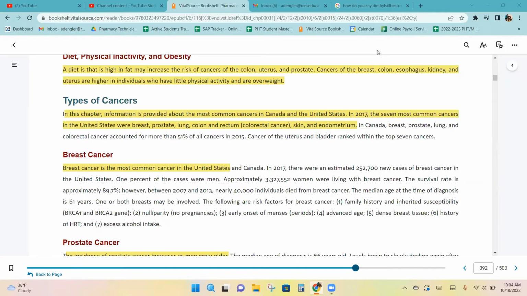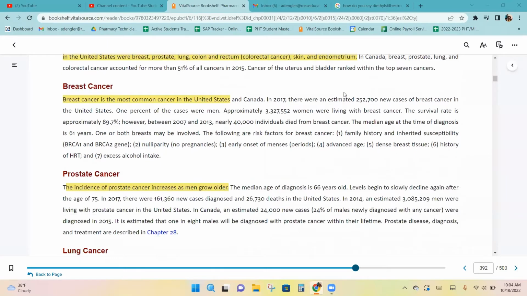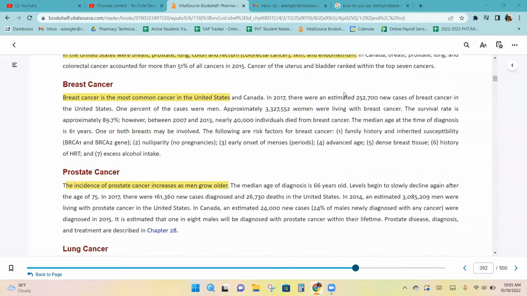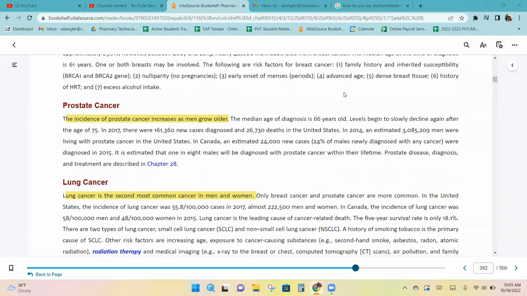In 2017, the 7 most common cancers in the US were breast, prostate, lung, colon, rectum, skin, and endometrium. Breast cancer is the most common cancer in the United States. The incidence of prostate cancer increases as men grow older. The median age of diagnosis is 66 years old.